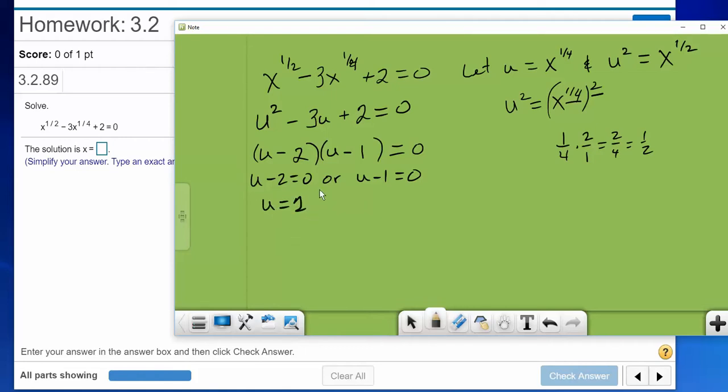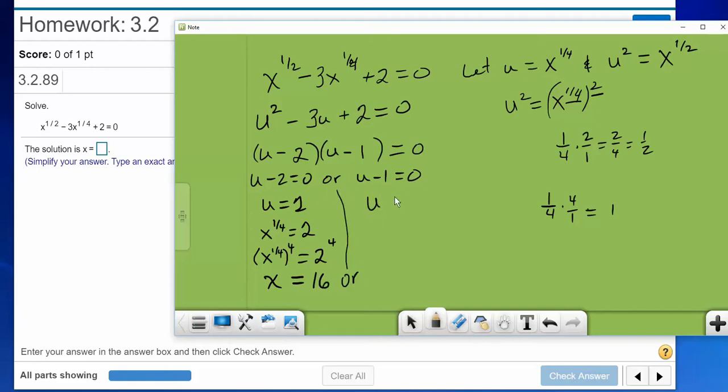Okay, and then I got to substitute back. So u is x to the 1/4. And then the way you solve this is you're going to raise each side to the 4th power. Because 1/4, again, it's the same idea. Power to power, you multiply 1/4 times 4 is just 1. So x to the 1/4 to the 4th is just x to the 1. And then 2 to the 4th is 16.